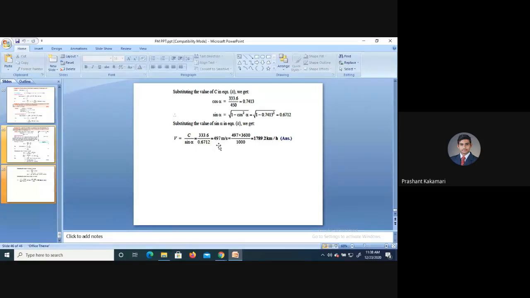So velocity is 497 meter per second. They have converted the speed into kilometer per hour, 1189.2 kilometer per hour. By this, they found cos alpha as 0.7413. You take alpha as cos inverse of this. Cos inverse of 0.7413, you can find out the angle. Or by this also you can find it by sin alpha. It's not necessary. If you find one angle, it is enough.